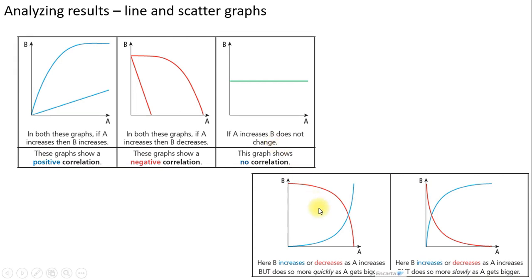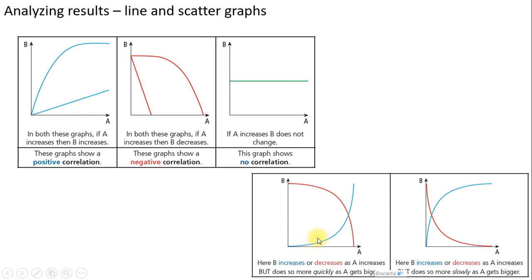Now let's move further a little bit. This can also be an analysis of our result. As A increases, B, that's for the blue, increases, but does so more quickly as A gets bigger. That is, B increases rapidly as A gets bigger. It's an analysis of this curve here.